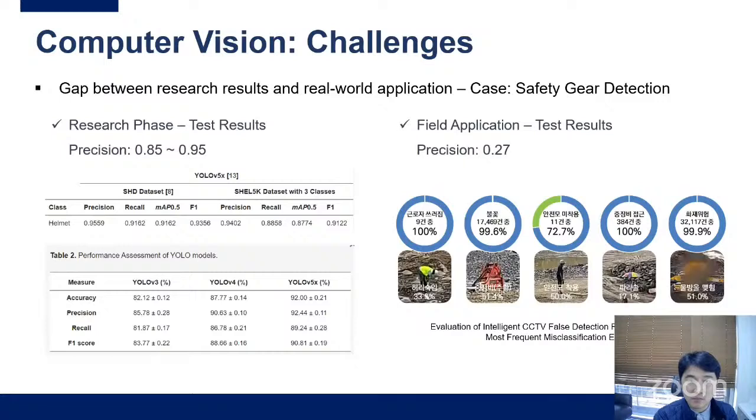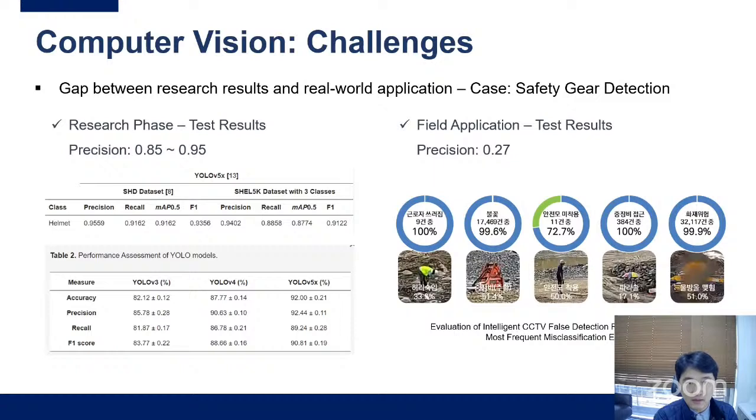However, despite the advances in computer vision, significant challenges still exist. One of the biggest challenges is the gap between research and practice. For example, many research studies using computer vision reported very high accuracy in detecting PPE incompliance in construction. However, when these models are deployed in real-world applications, performance drops significantly.